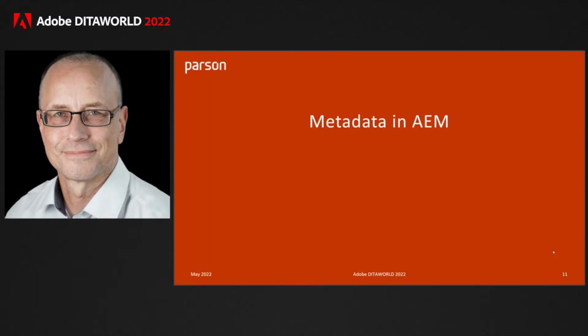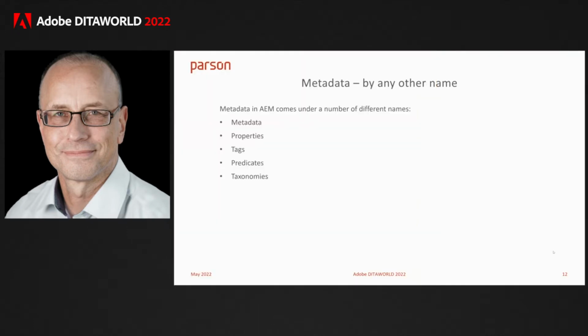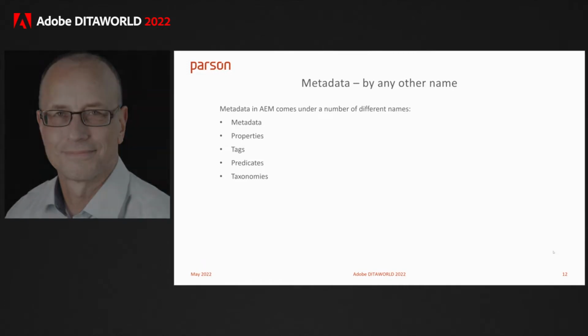The first thing you'll notice is that metadata in AEM comes under a number of different names. Depending on the context, it is called metadata, it can be called properties. You will encounter tags, predicates, and sometimes it's also talk about whole complete taxonomies. But basically, it always means data about data.